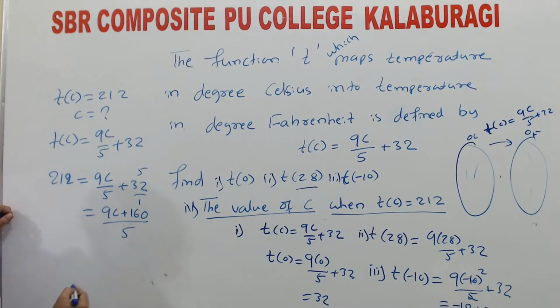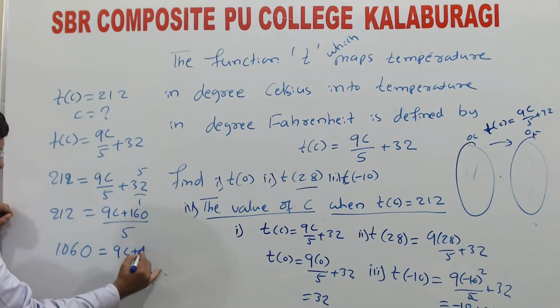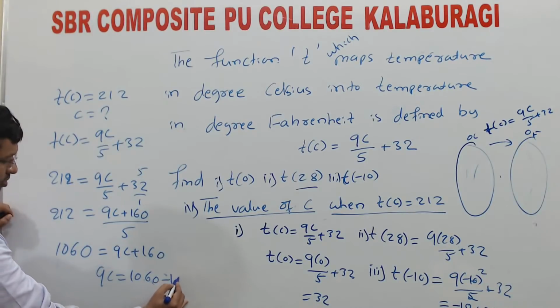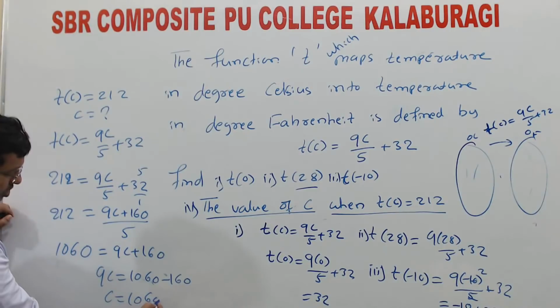So multiply 212 by 5. 5 twos are 10, 5 ones are 5, 5 plus 1 is 6, again 5 twos are 10. Equal to 9c plus 160. 9c equal to 1060 minus 160. Therefore, c equal to 1060 minus 160 by 9. Calculate it, you will get the c value.